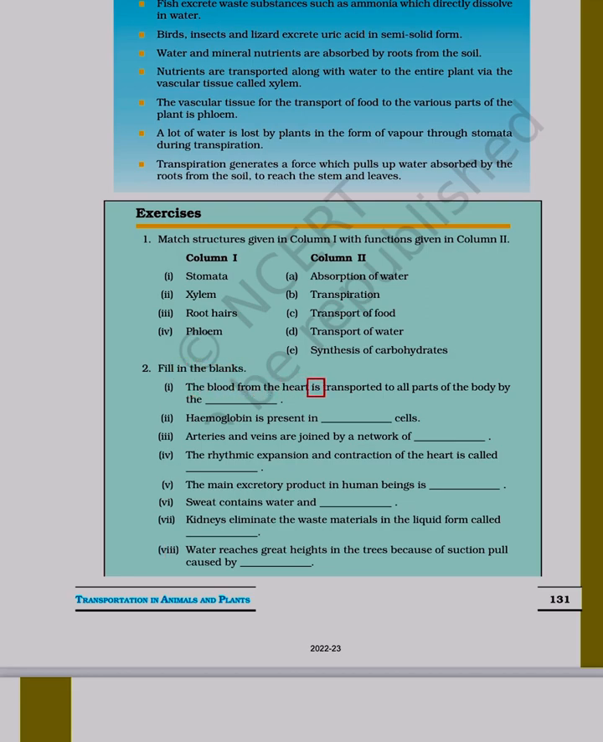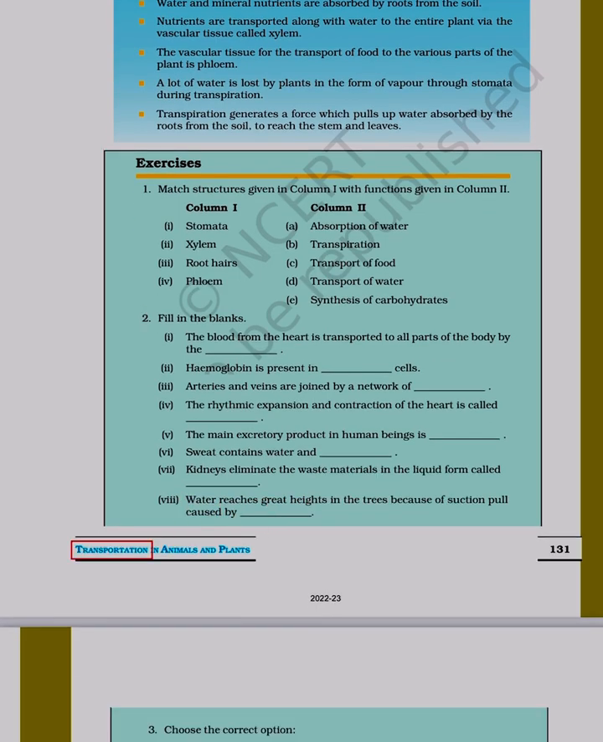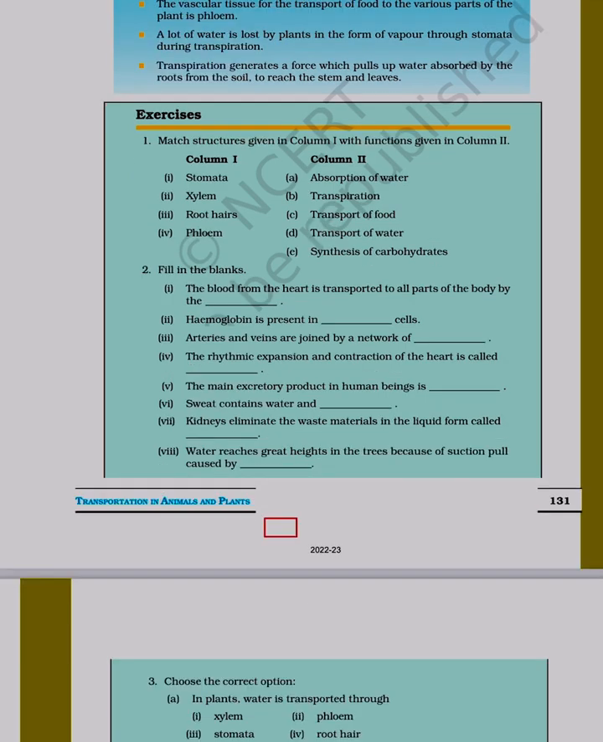The blood from the heart is transported to all parts of the body by the. Hemoglobin is present in cells. Arteries and veins are joined by a network of. The rhythmic expansion and contraction of the heart is called. The main excretory product in human beings is. Sweat contains water and. Kidneys eliminate the waste materials in the liquid form called. Water reaches great heights in trees because of suction pull caused by transpiration in animals and plants. 2022 to 2023.